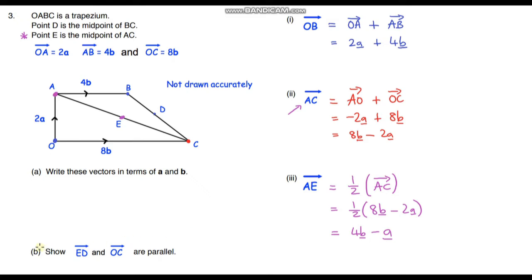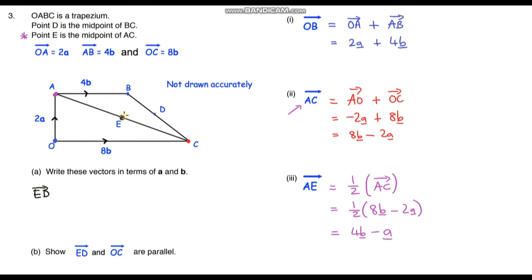Now, the last part B to this, it says show that vectors ED and OC are parallel. So just like before, to show that two vectors are parallel, one needs to be a scalar multiple of the other. So first of all, let's work out what the two vectors are. So ED, let's work out what vector ED is. So let's do it up here.